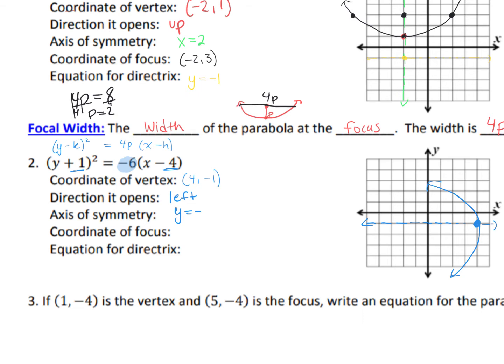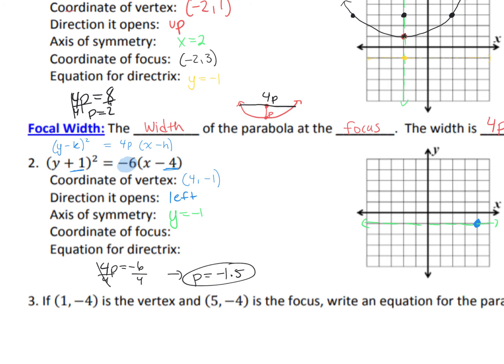And now let's figure out the coordinate for the focus and the directrix. But before I do that, remember, we need to figure out the value of p first. Take a second. I want you to try to pause this video. Try to figure out the value of p on your own. All right, so hopefully you took a second to pause this video. This value of p, not pretty, right? It's negative 1.5, but we can still work with it.